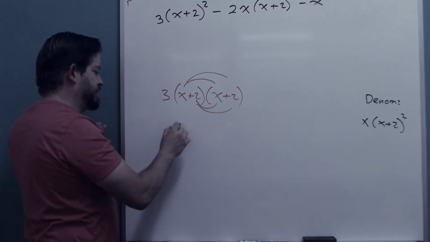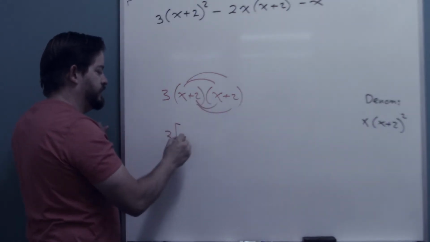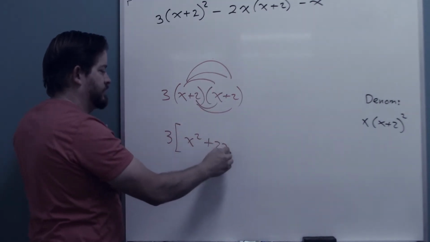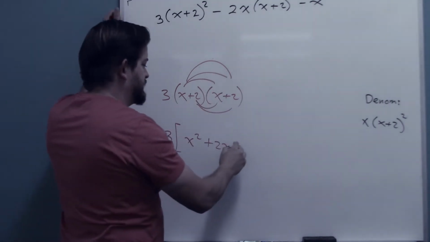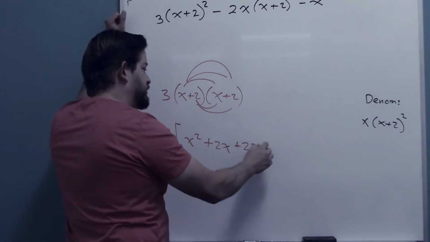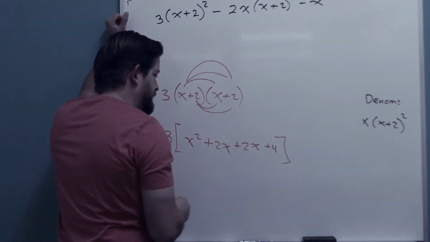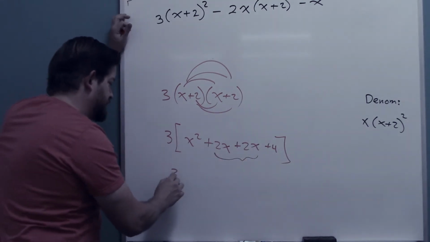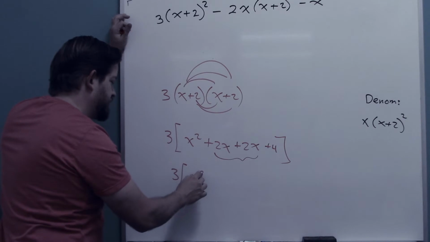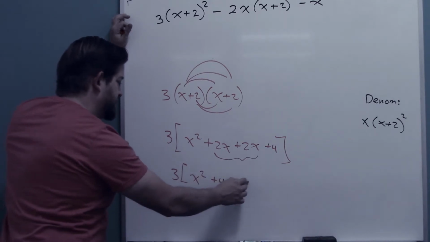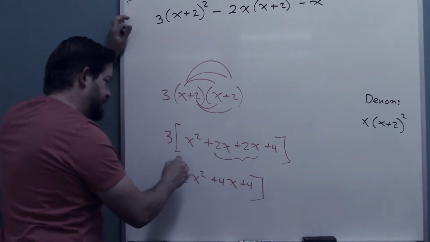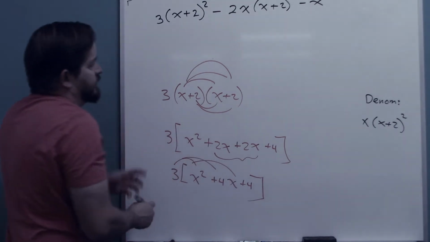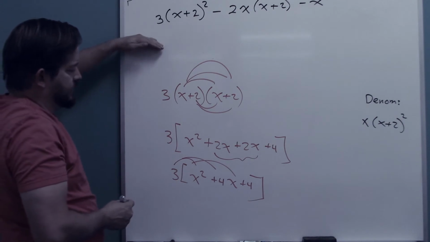My 3 stays out. It's still on the outside of an x squared plus a 2x plus another 2x and then plus 4. Right? And I can combine 2x and 2x to be 4x. So that's 3 is still out there. That's x squared plus 4x plus 4. And then if I distribute my 3, I'm going to write this up here as my next step in this process.